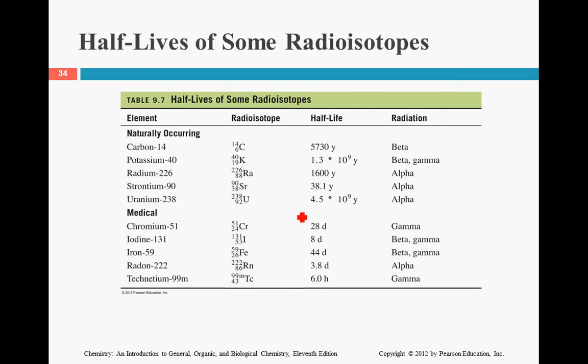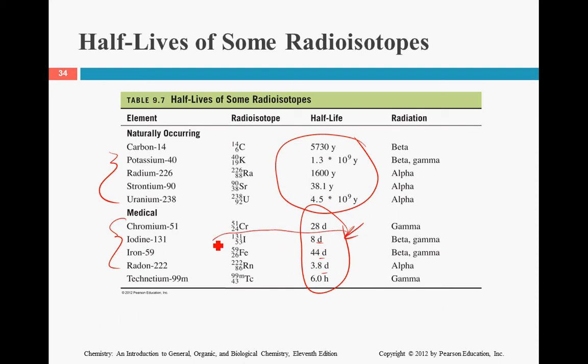Here's just some examples of some half-lives. The naturally occurring ones are much longer than the ones that aren't naturally occurring. The medical ones have very short half-lives. We use the ones with the short half-lives for medical reasons, so that way they're not in the body very long. So for instance, here's our iodine. Here's radon.